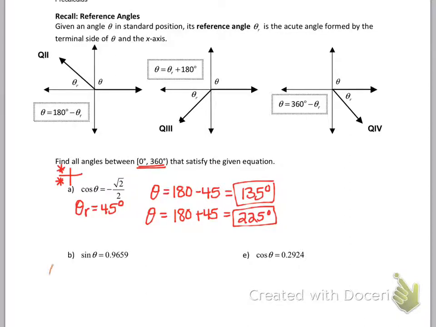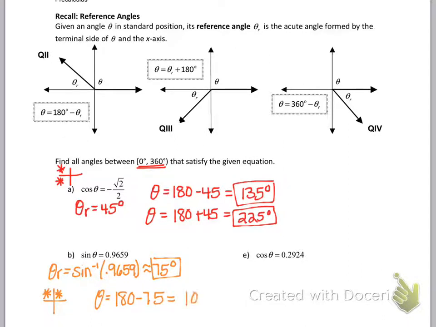In my calculator, to find the reference angle, I'm going to do the sine inverse of 0.9659, and I get about 75 degrees. Now, sine is positive, which means it's going to be in quadrants 1 and 2. The lucky thing is that for quadrant 1, our reference angle 75 is the first value, because 75 degrees is in quadrant 1. Then to find our second theta, we do 180 minus 75, which puts us at 105, which we know is in the second quadrant.